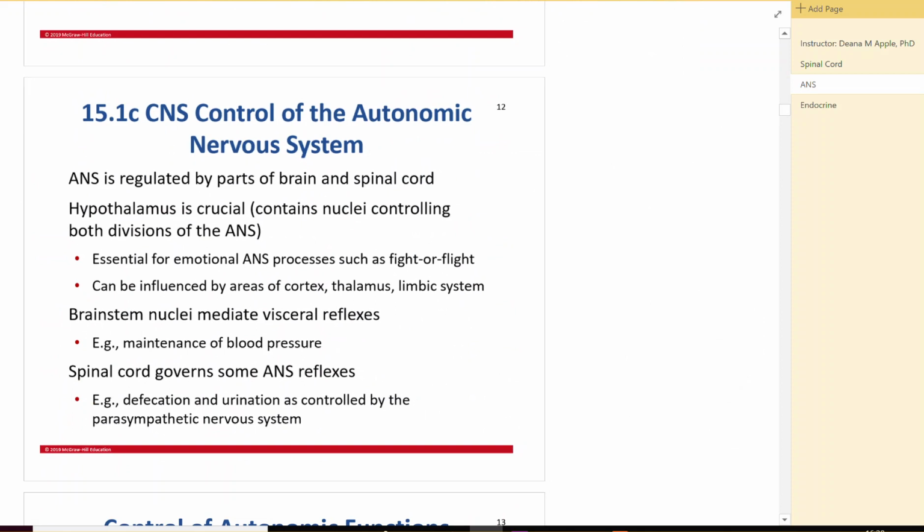Okay, so the ANS is regulated by the brain and the spinal cord. So the autonomic nervous system is regulated by the central nervous system. The hypothalamus is the key part of this regulation. What do you guys remember about the hypothalamus?